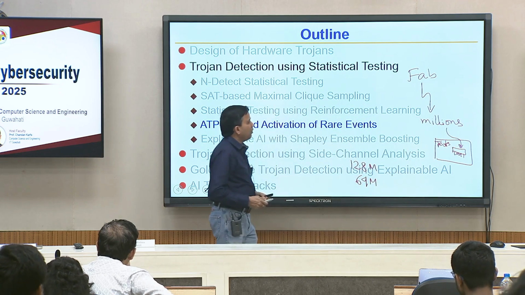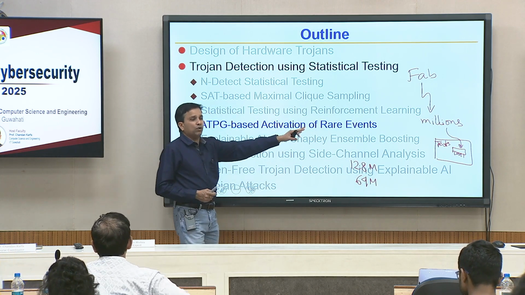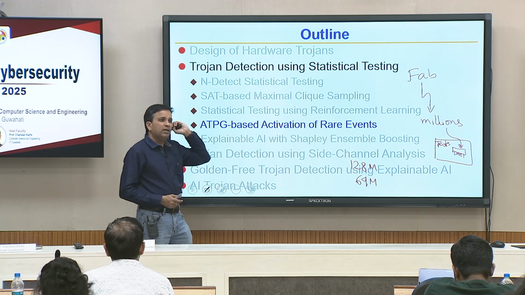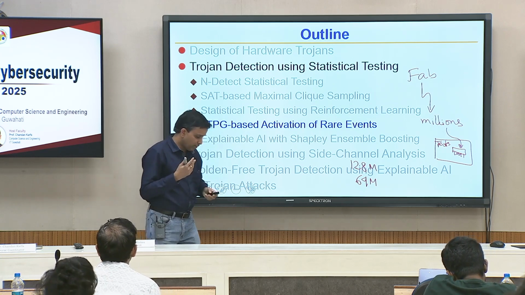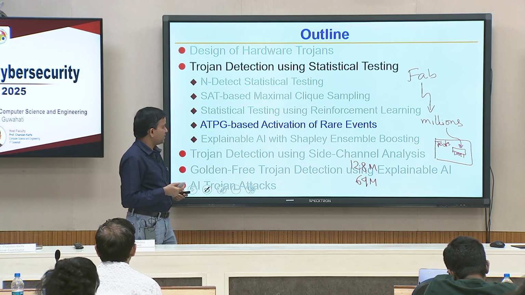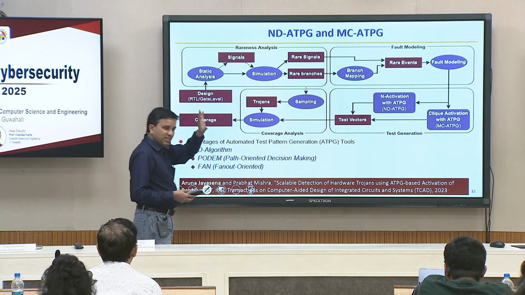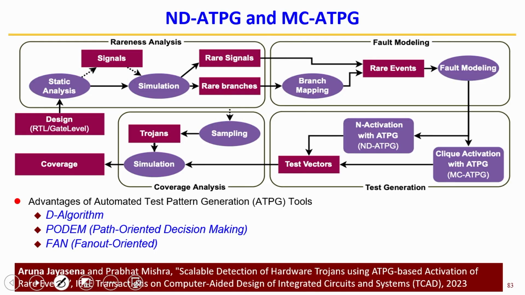Where I am trying to go now is that this idea we borrowed from the manufacturing testing community and applied it to security validation or Trojan detection. It is a lot of information, but it is still the same information. We need to do rareness analysis no matter what you do, whether it is a rare signal, rare branches, or rare events, and a branch you can map to an event. Then you have to do fault modeling.